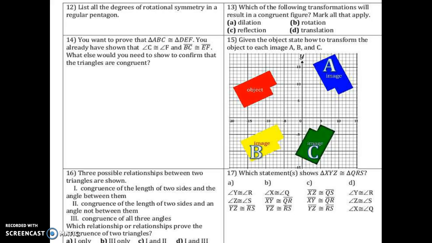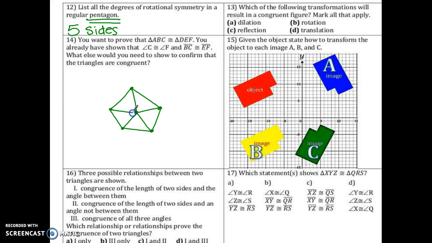Okay, number 12. List all degrees of rotational symmetry in a regular pentagon. A pentagon, think about the Pentagon in Washington, that's 5 sides. And if I want degrees of rotation, I'm talking about how much do I turn it in the center and still have that same exact shape where the point is straight up and each of the other points is right where it is supposed to be.